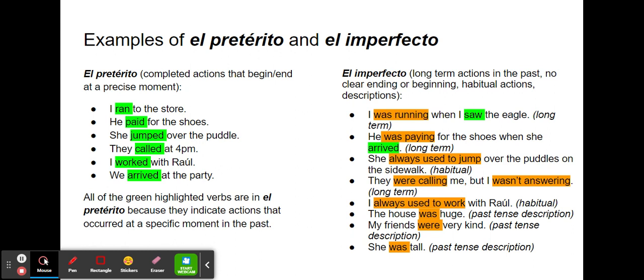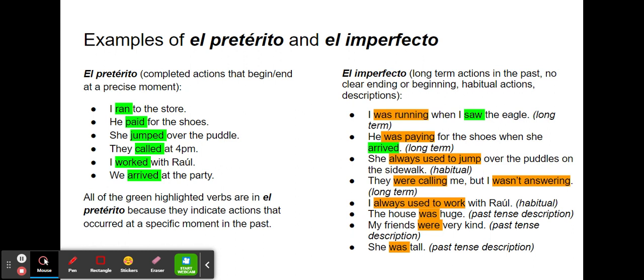The next example says he was paying for the shoes when she arrived. Was paying shows that it was taking a while. It's a long-term action in the past. It's not that he paid for the shoes in a moment. He was paying. We're not sure when it began or when it ended. So that's imperfecto. When she arrived, I have arrived in green because she arrived at a specific moment.